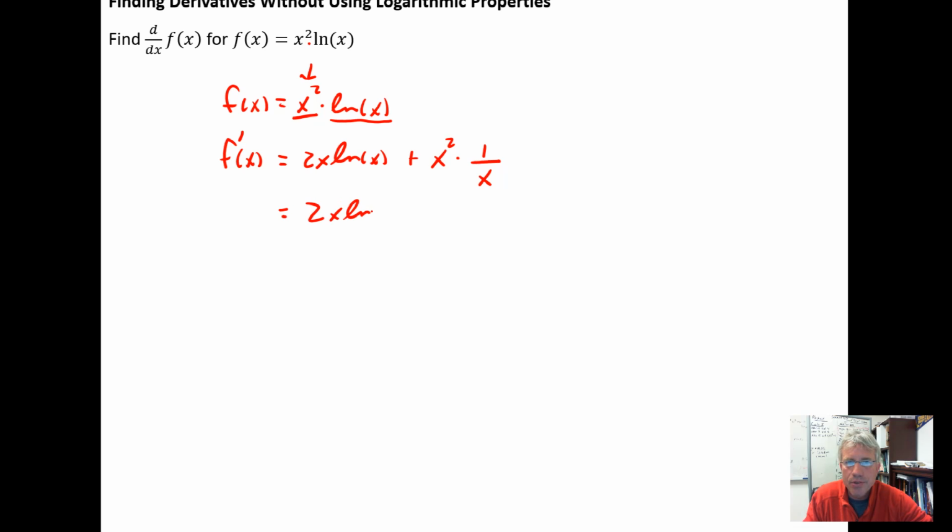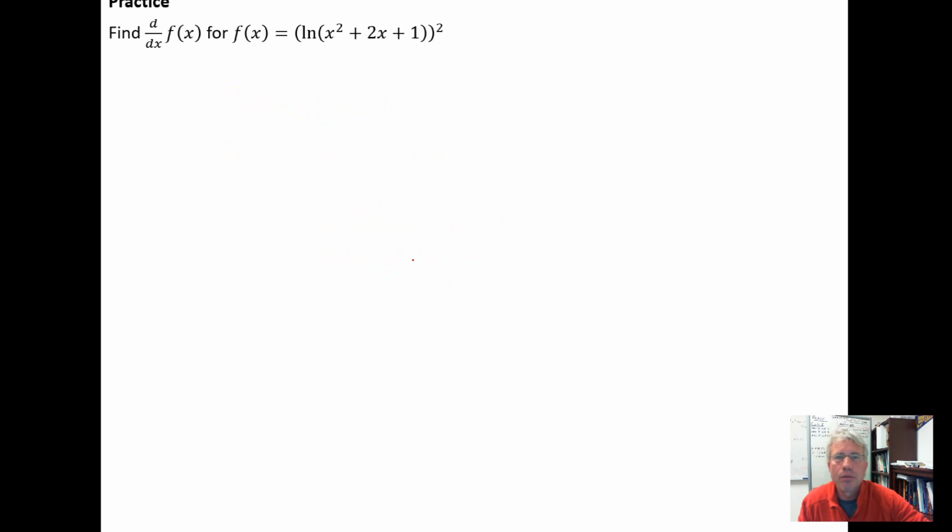So I'm going to get 2x natural log of x plus x squared over x, which will simplify to a single x. And then x shows up in each of the two terms, so I'm going to go ahead and factor that out, leaving behind 2 times the natural log of x plus 1. And we'll do one final basic example.